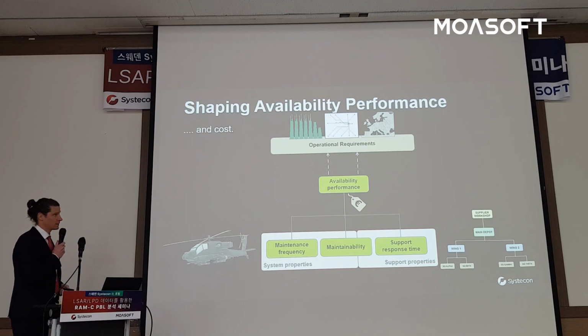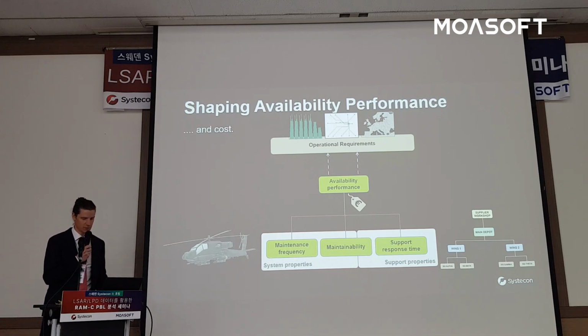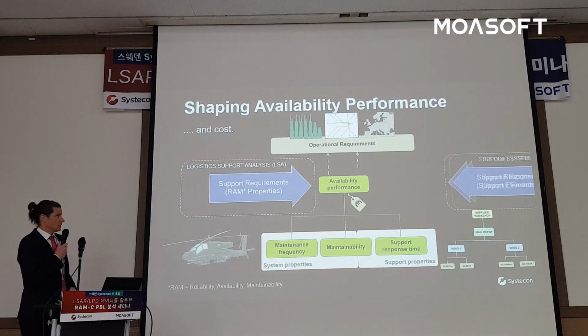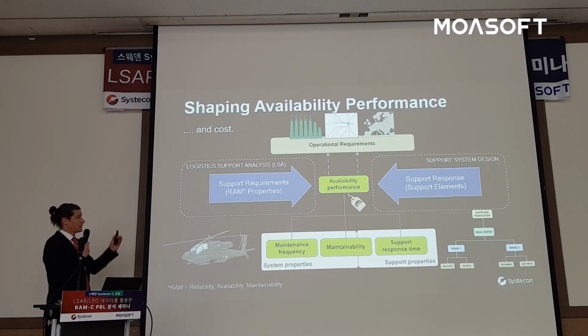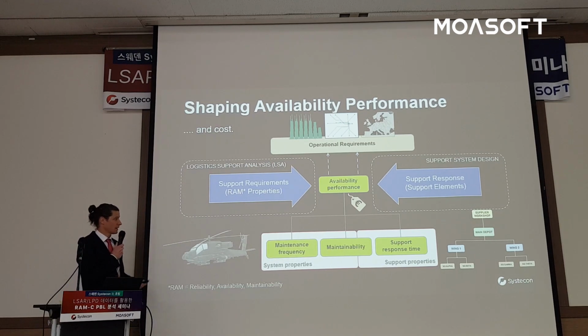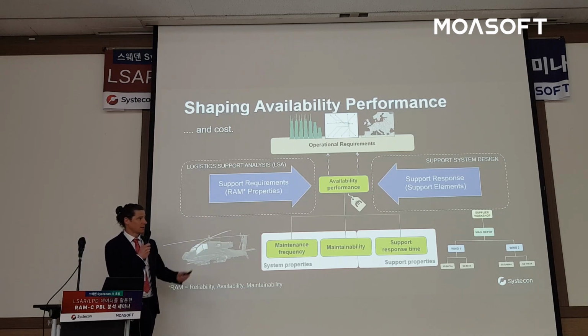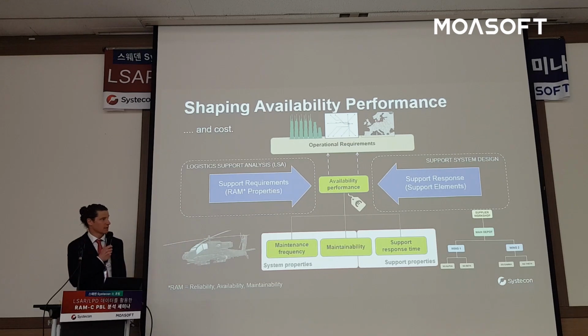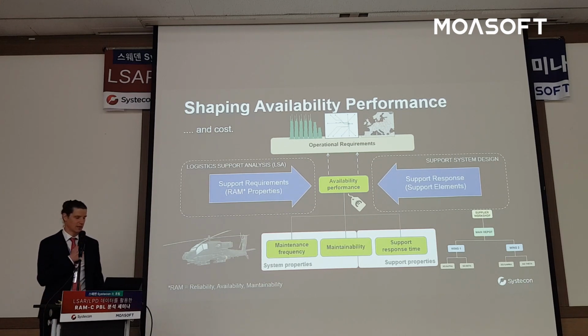And of course, the last part is the operational requirements. We do have requirements or expectations on how we are going to operate with our systems. And the LSA work, the logistics support analysis, is about understanding the support requirements coming from the operations of the systems, while the support system design is about understanding how the support organization can answer to the support response that it gives, ultimately shaping that availability performance. So that's what we want to do.